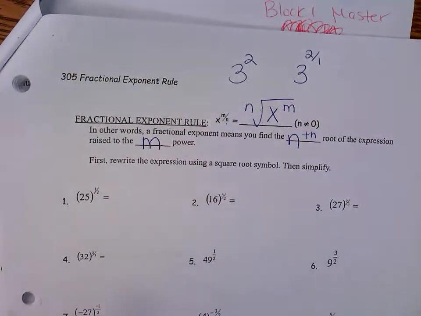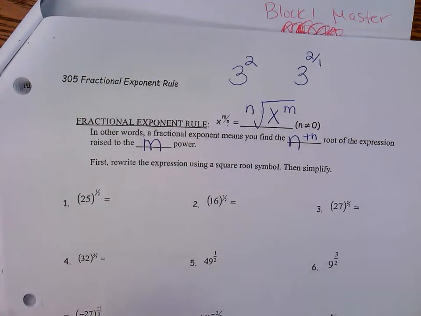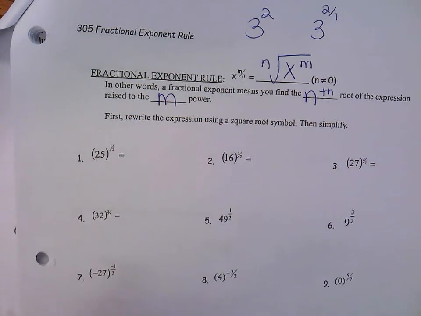the mth power, and it doesn't matter which one you do first. You can either do the radical or the power first, and then vice versa second. So there's no order of operations for this. Do what works best. So 25 to the 1/2 power is not multiplication. So the answer is not 12.5.